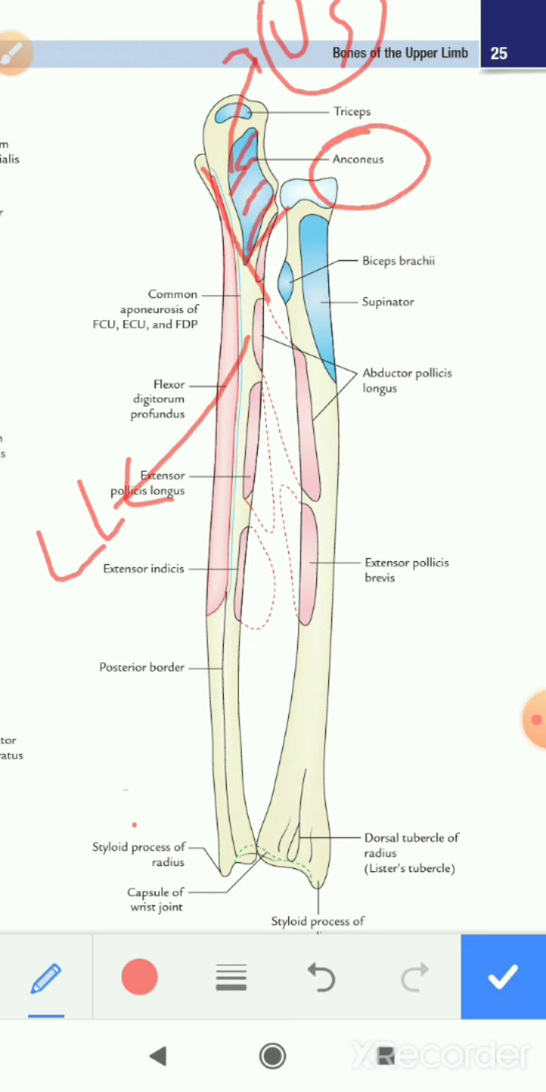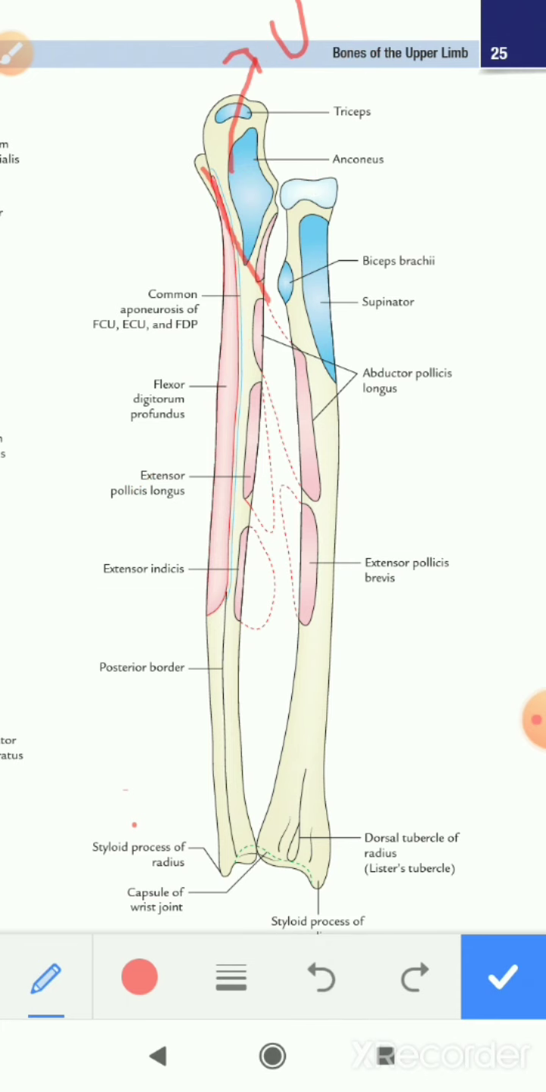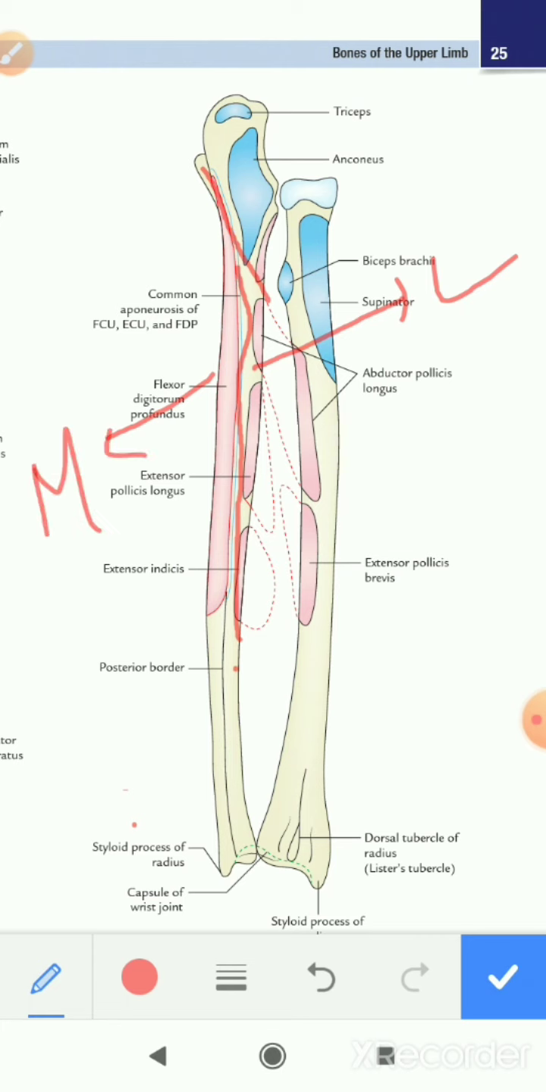The lower larger part is further divided by a vertical line into a lateral part and a medial part. So this part is the lateral part and this part is the medial part. From the lateral part three muscles originate. What are they? Abductor pollicis longus, extensor pollicis longus and extensor indicis.